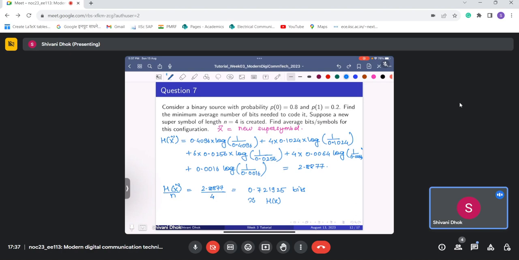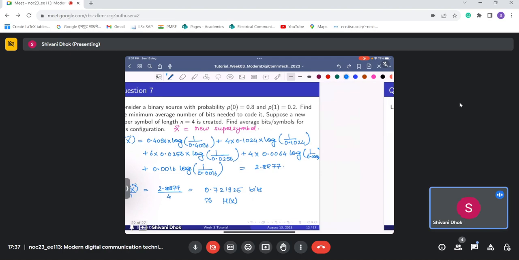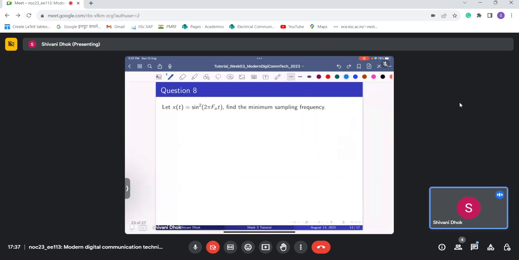Okay, this was all I wanted to cover for variable length coding. The questions after this are for sampling. As I discussed in the recap of the first week, two major things were introduced. One was entropy and the things related to variable length source coding. And now the next part that was introduced was sampling.